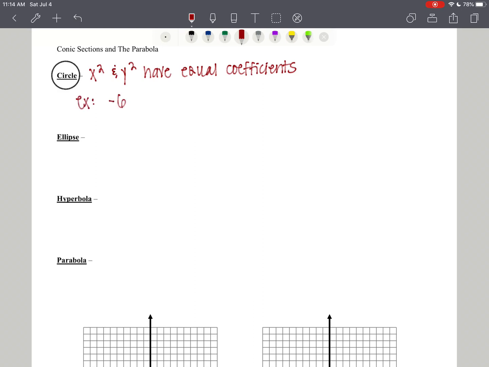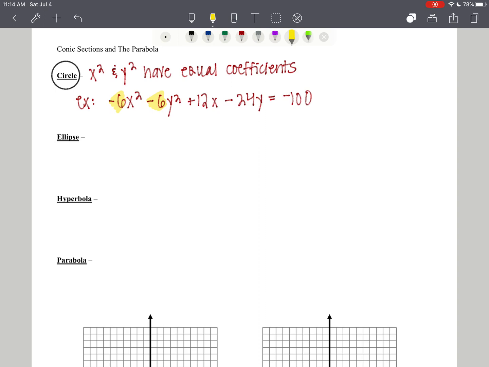If I have negative 6x squared minus 6y squared plus 12x minus 24y equals negative 100, x squared and y squared have equal coefficients. They are both the same number and the same sign. So they are the same exact value.